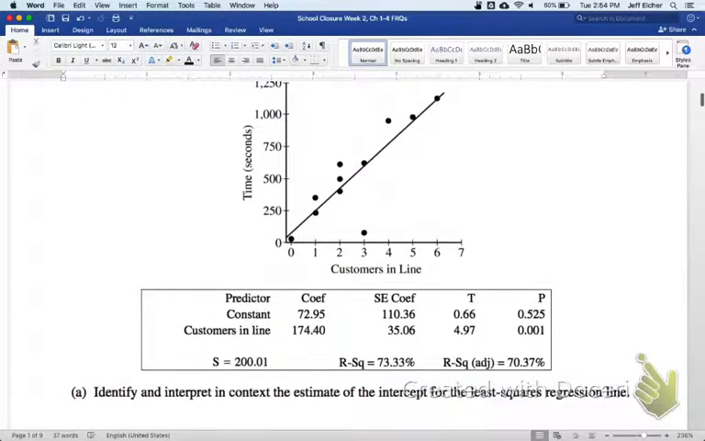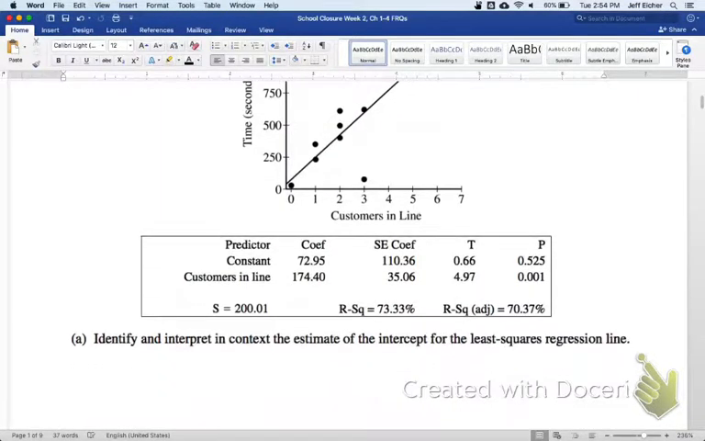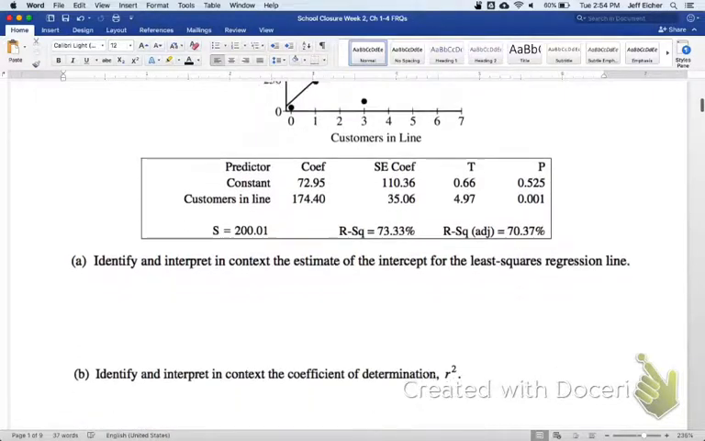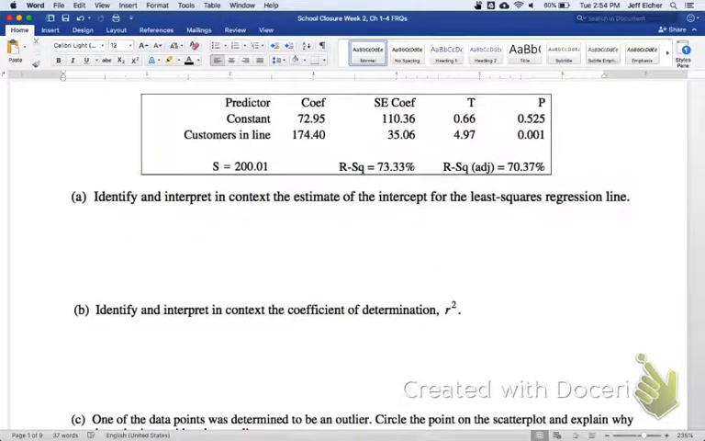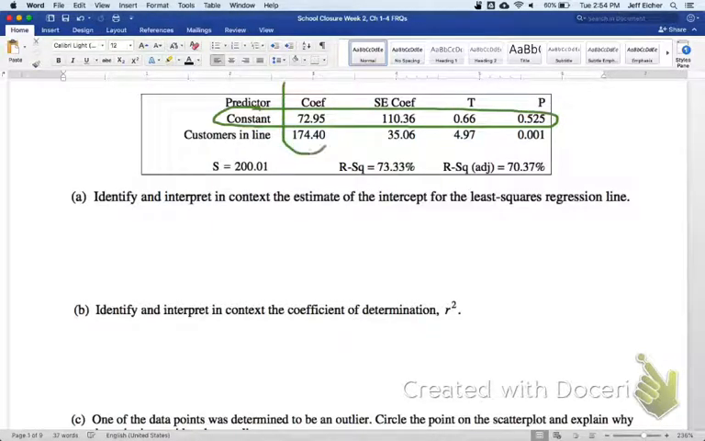And the first question is identify and interpret in context the estimate of the Y-intercept for the least squares regression line. So from the computer output, the first row, all this stuff, is related to the Y-intercept. And the first column, the coefficient column, tells you the estimate of the Y-intercept. So it looks like we got 72.95. And then we interpret that.